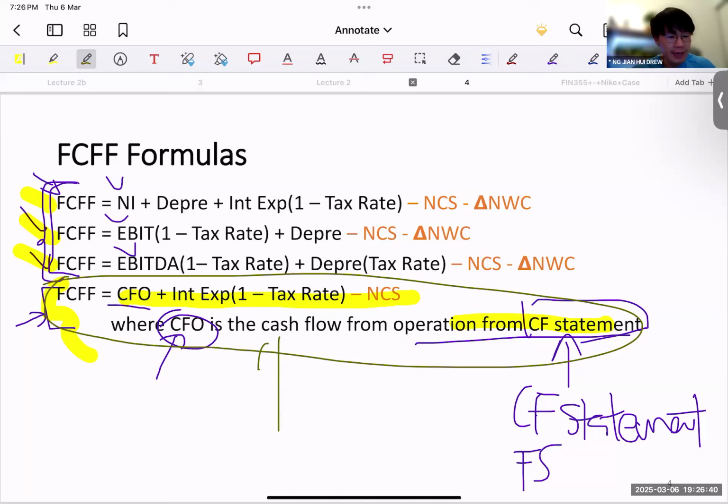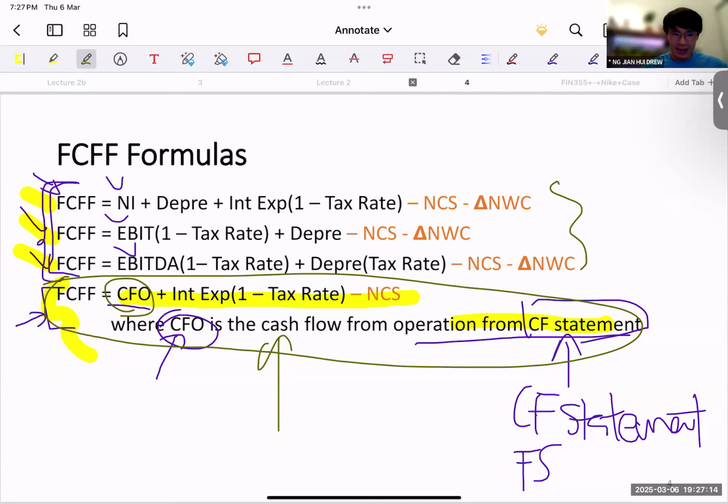In case you are doing CFA questions, you'll notice that they give you cash flow from operations, and in those short answer questions, they structure it such that by using your cash flow from operations from your cash flow statement, you can actually get the same answer as using your FCFF from your net income, right?